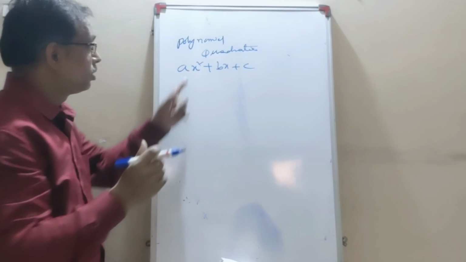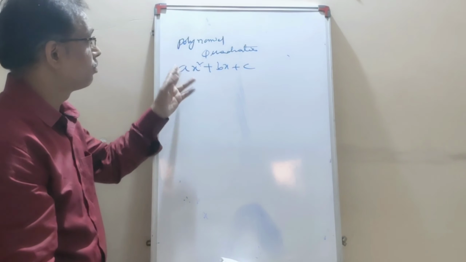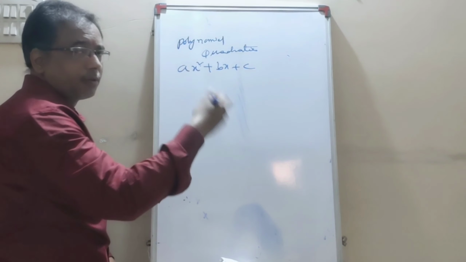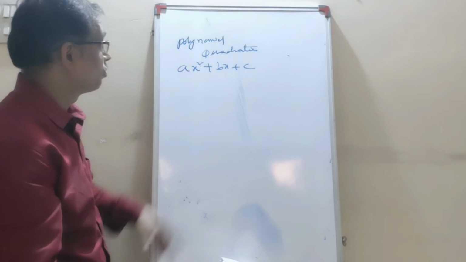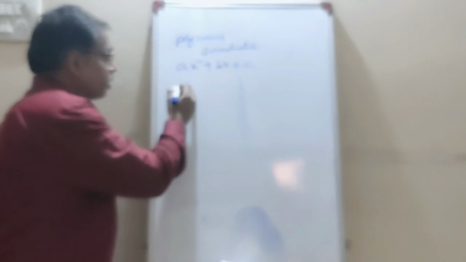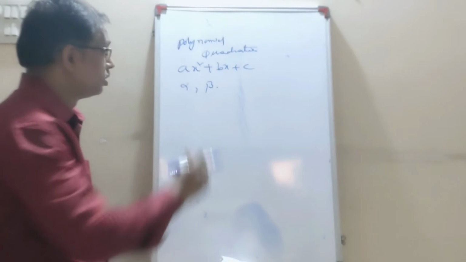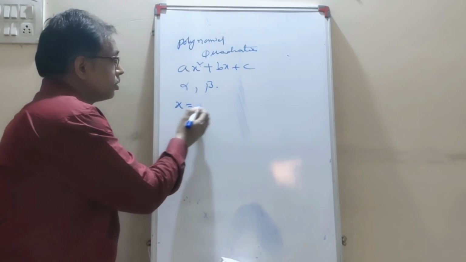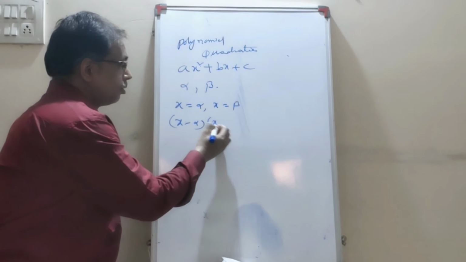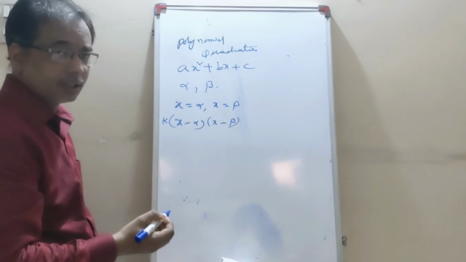So depending upon the degree, we can say the number of zeros. That means the number of solutions of that polynomial. It means ax square plus bx plus c equal to 0 for particular values of x. Then those values are known as the zeros of that given quadratic polynomial. So here, for example, alpha and beta are the zeros of that polynomial. Then we can write that x is equal to alpha and x is equal to beta. Here we can write it as x minus alpha into x minus beta, maybe with some constant multiple k.